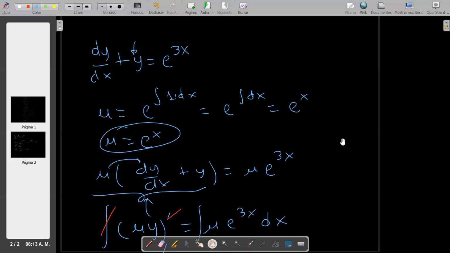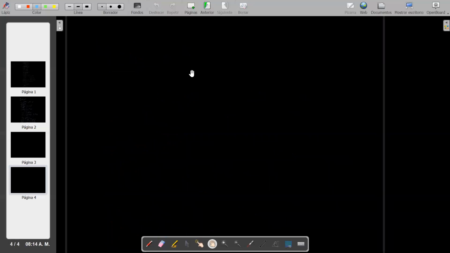Como ahí el factor integrante era 1, integró esto, ¿verdad? Y obtuvo que era e a la x. Exactly. The integral of dx is simply x, right? Okay. I understand. Okay, so let's work with another example.